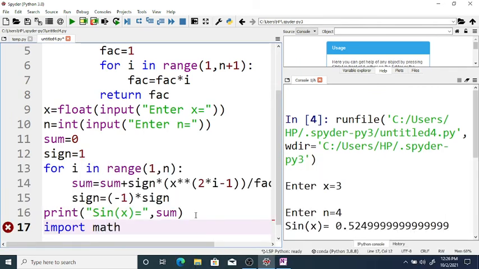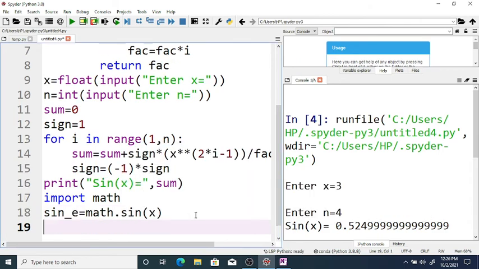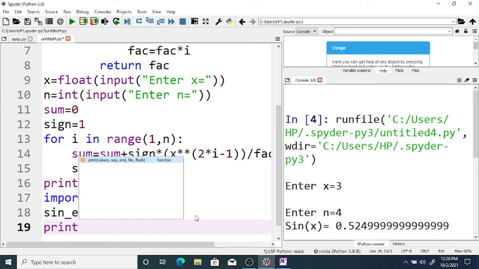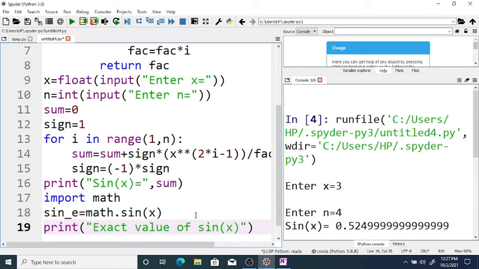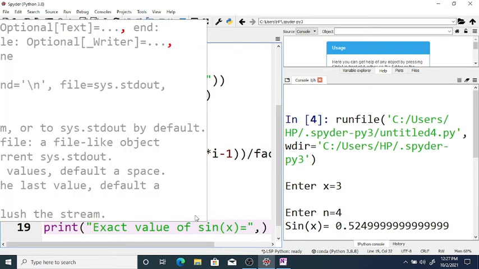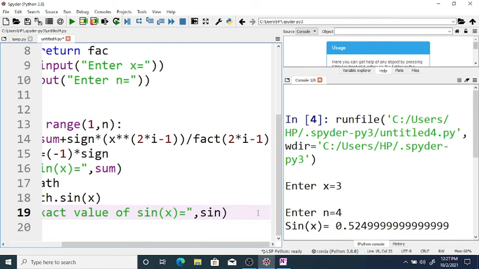We can also print the exact value of sin x by using import math. For the exact value, we use sin e, math dot sin of x, and then we print exact value of sin x is equal to sin e.